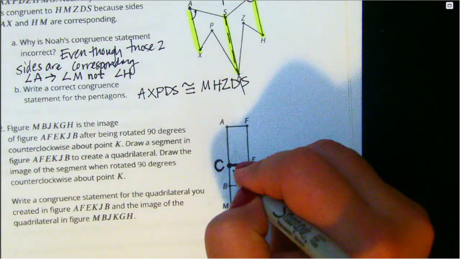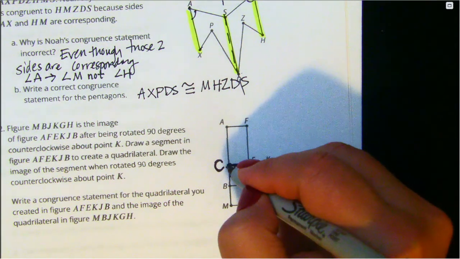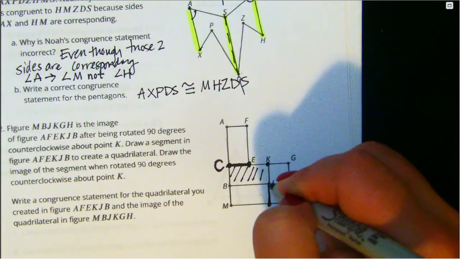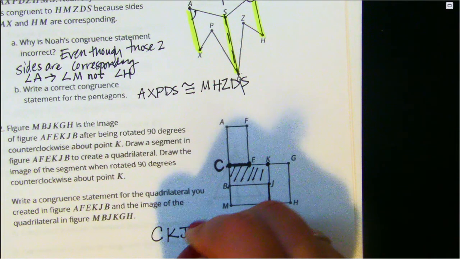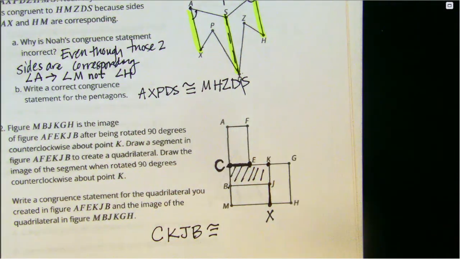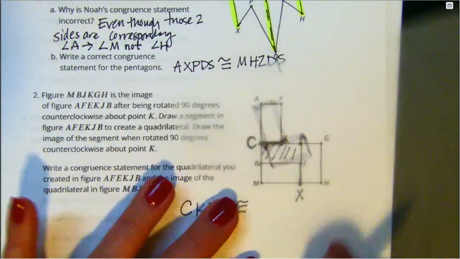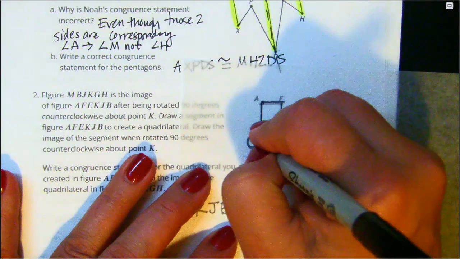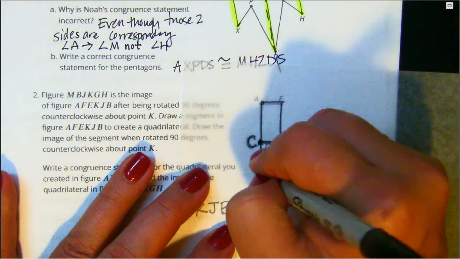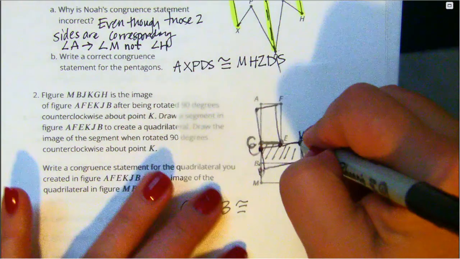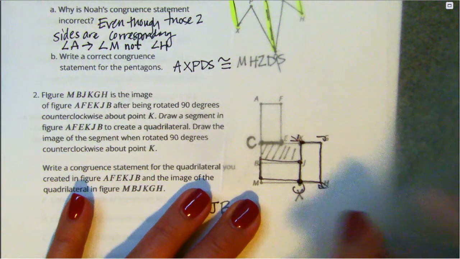I'm going to do this one right here. So CKJB is congruent to. Now it sort of gets confusing. If you wanted to, you could put the letters C, K, J, B. I'm going to re-rotate that 90. That's this one over here. See that?